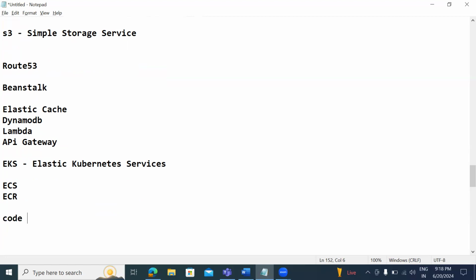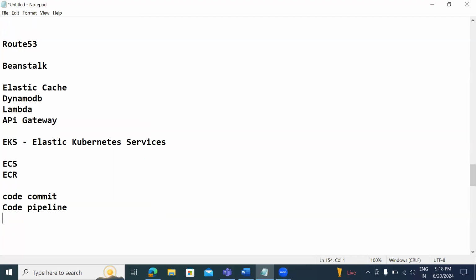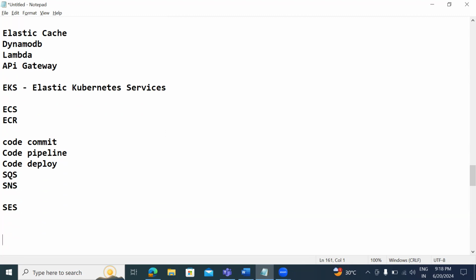Then there are some DevOps tools like CodeCommit, CodePipeline, CodeDeploy, then SQS, SNS, SES. Like this, this year we are going to learn around 30 to 40 services. What are all those services, we'll discuss. Similarly, if you know one service from AWS, the Azure service is also 90% the same.